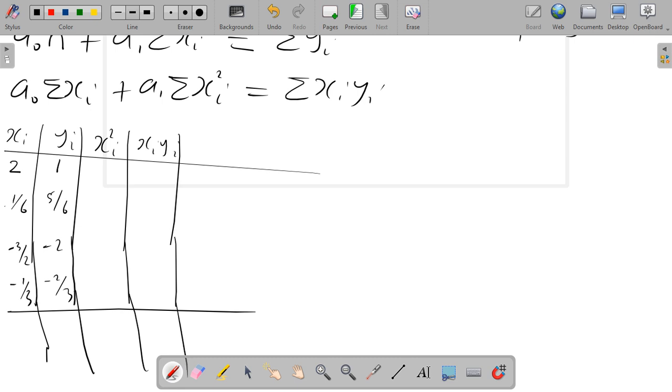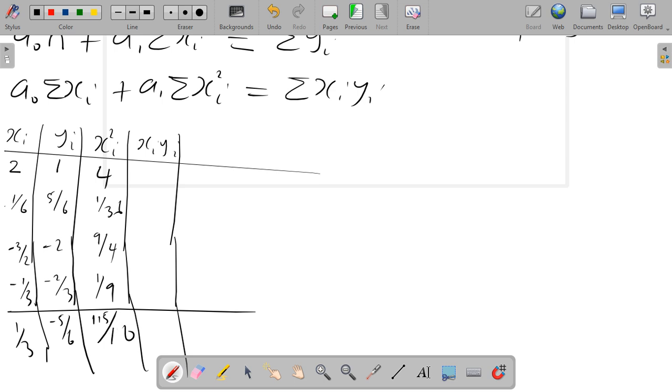If you sum all the x to get your summation x, you have 1/3. Sum all the y to get your summation y, you have minus 5/6. Then x squared means to square this, so this squared will give you 4, this squared will give you 1/36, this square will give you 9/4, this square will give you 1/9. Then if you add all these things here, you're going to get 115/16.